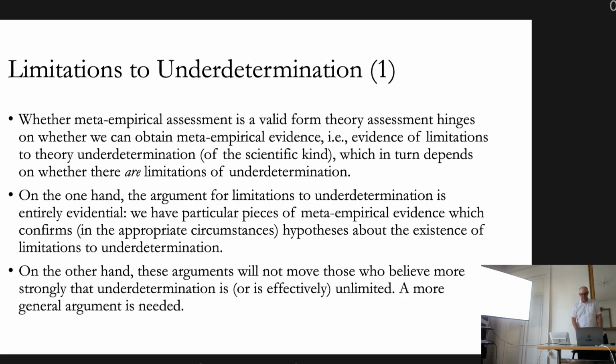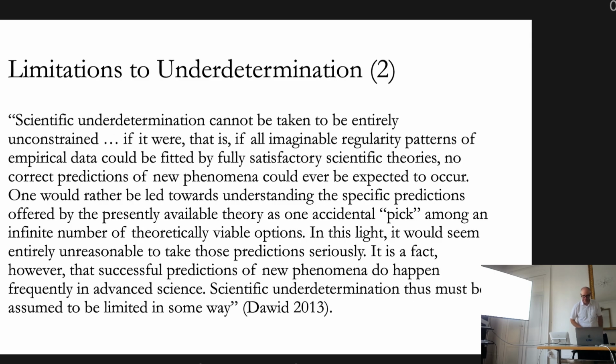But that won't necessarily convince anyone, particularly those who believe more strongly that underdetermination is effectively unlimited. I don't know if you see what I mean: normally if we give arguments for some hypothesis, the direct argument should convince us, but you might have some sort of meta-level belief that interferes with that. And so I think a more general argument for why there have to be limitations to underdetermination in general is required.